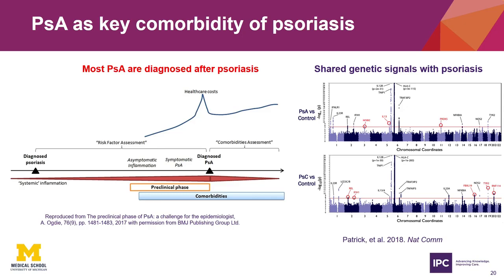As we just discussed, PsA occurs mostly after psoriasis, after skin disease. This figure shows that when we look at the PsA genetic signals versus the cutaneous-only psoriasis genetic signals, many of those overlap. So they share genetic signals that exhibit in similar pathways.